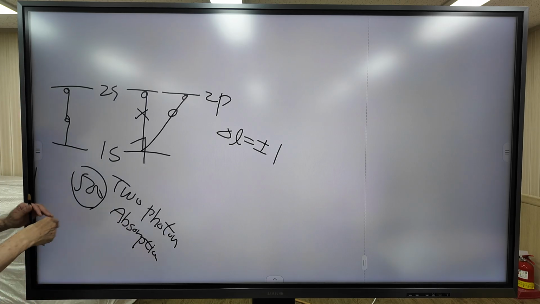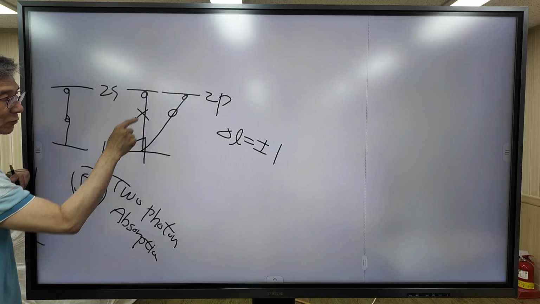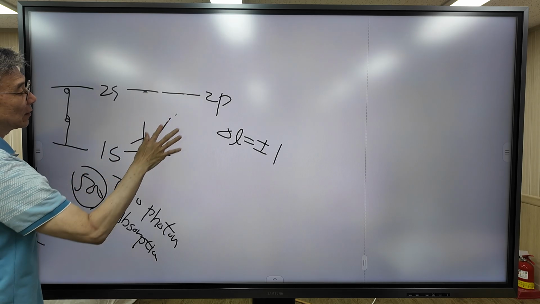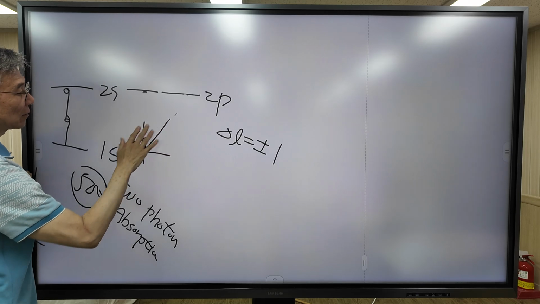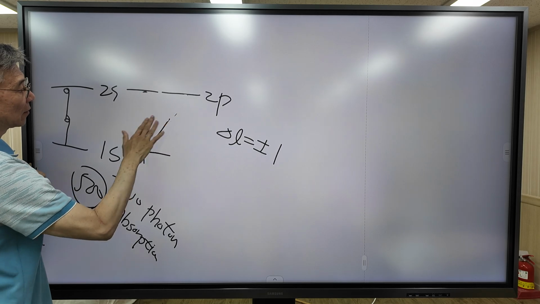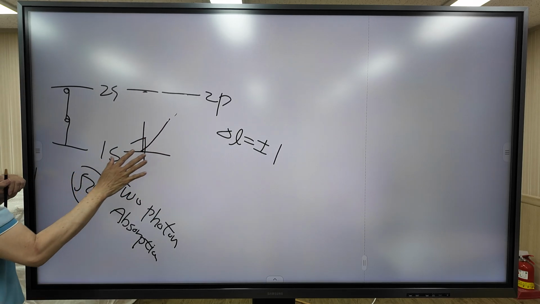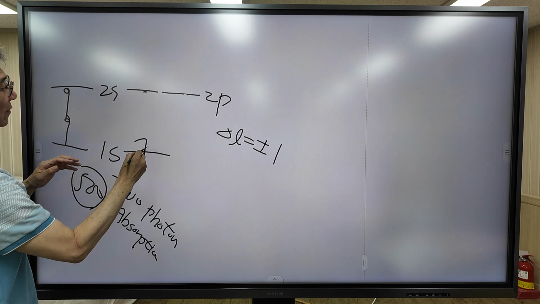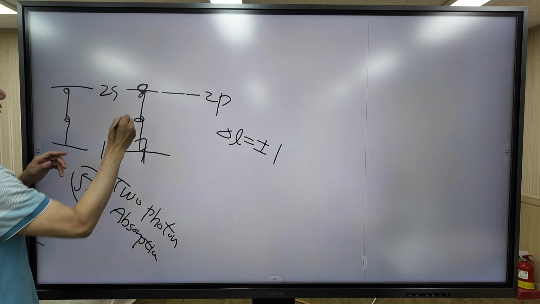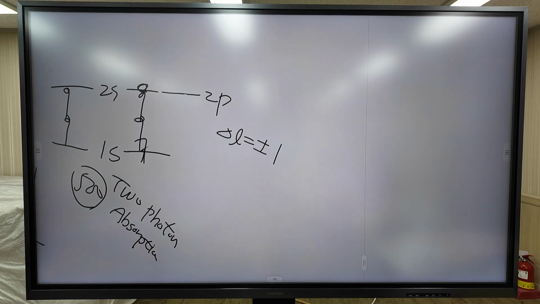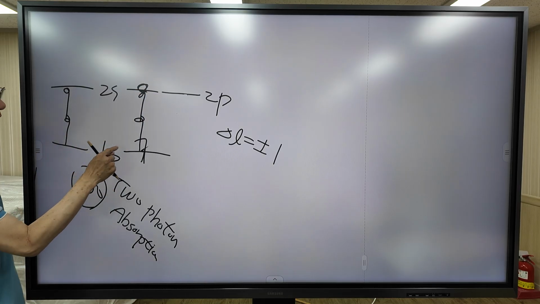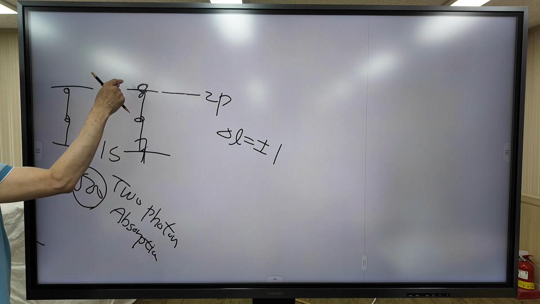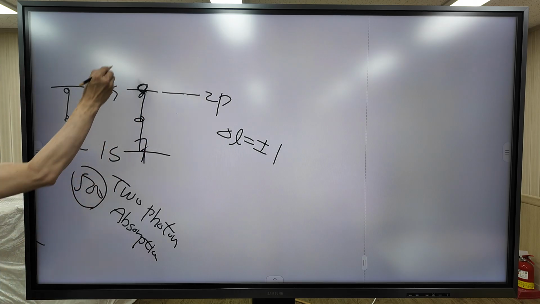But in this case, this is the one photon process, 1s to 2p. In the two photon process, electrons in a 1s state make a transition to 2s state. Selection rule changes. In this case, the electron in a 1s state does not go to 2p state, it goes to 2s state. Selection rule changes.